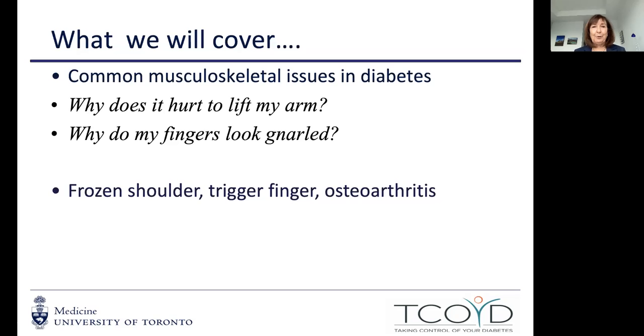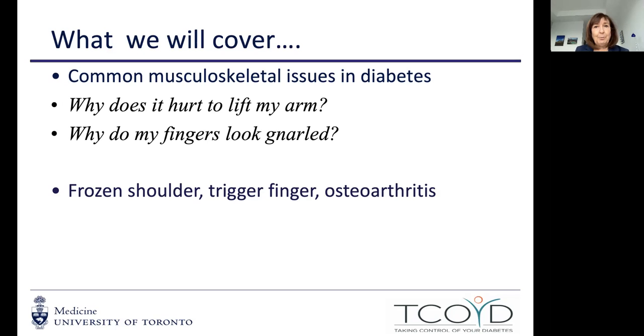Over the next half an hour or so, Dr. Edelman and I thought it might be helpful if we talked about some common musculoskeletal issues in diabetes. And in particular, there are two areas that we're going to look at. I'm going to talk about why does it hurt to lift my arm? And as you can imagine, this is going to be relevant to shoulder-related issues. And why do my fingers look gnarled?